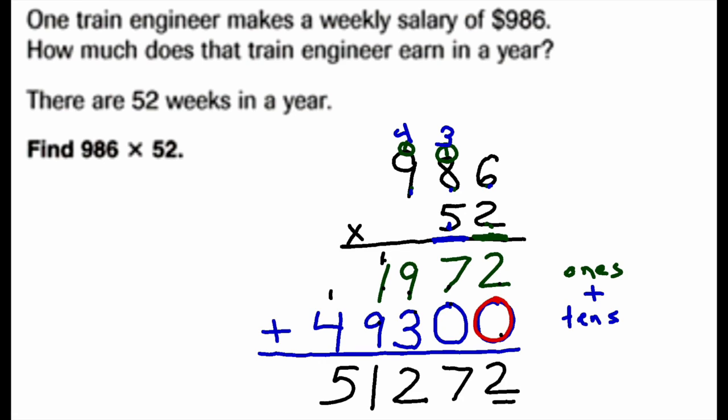3 places from the right is where you'll put your comma. And a dollar sign, because this is a money problem. So the trained engineer in a year will earn $51,272.